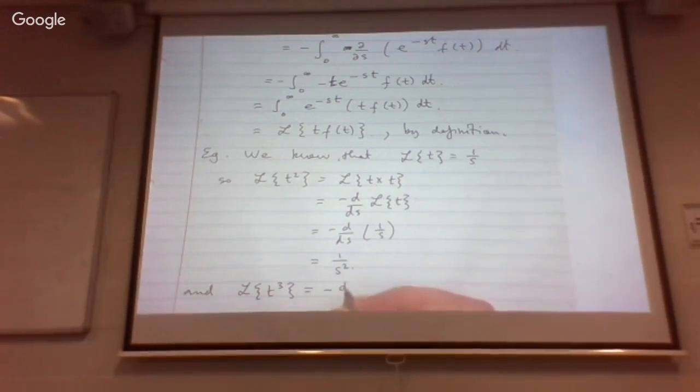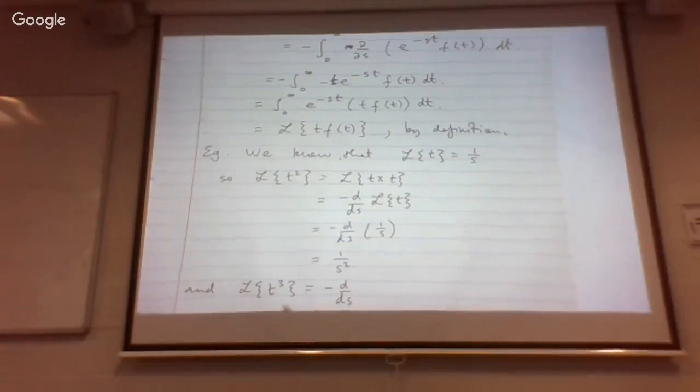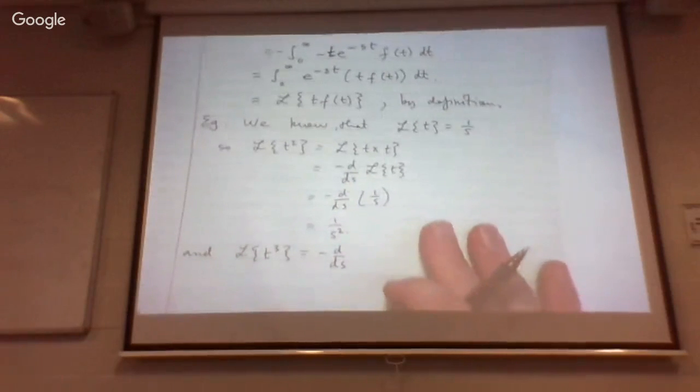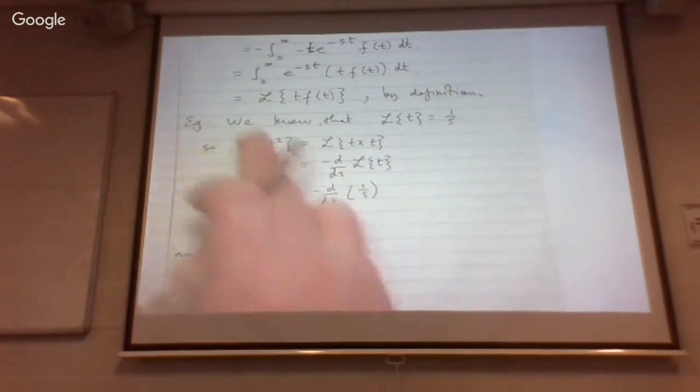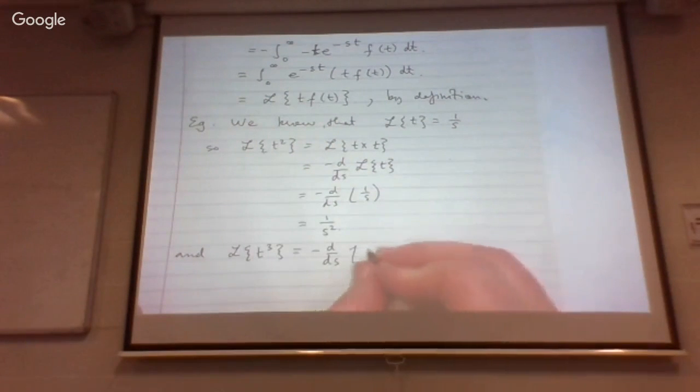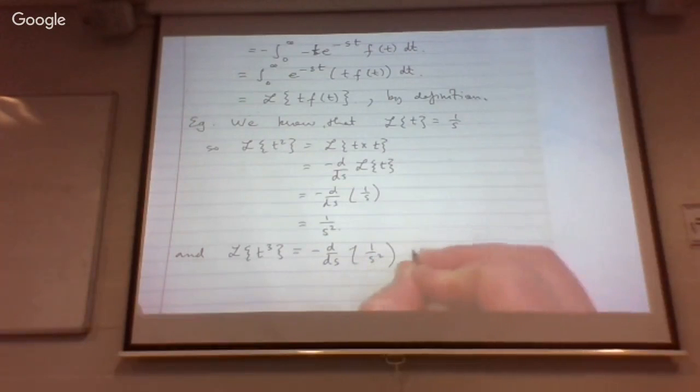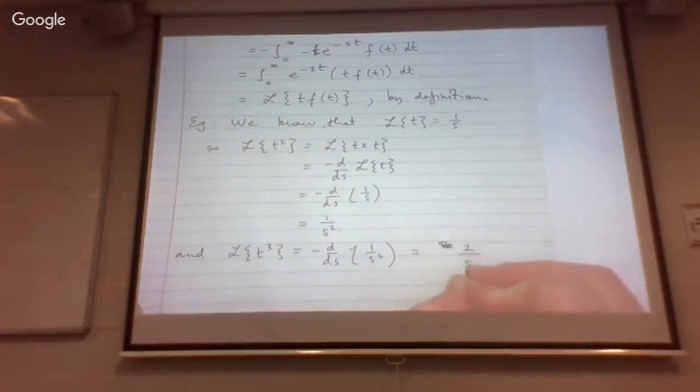It's going to be minus d/ds of the Laplace transform of t squared. We've just worked out the Laplace transform of t squared. It's 1 over s squared. So that's going to be 2 over s cubed.